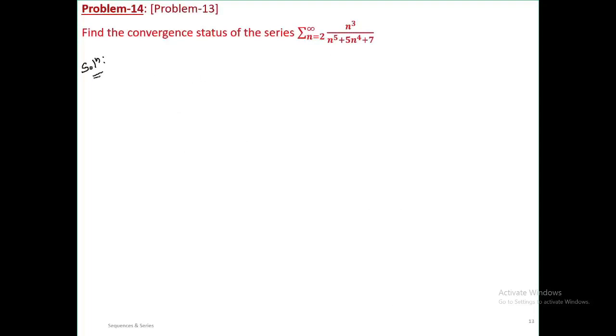Then let's attack some problems by using limit comparison test. Solution. Look at the same problem I did already, that is problem number 13, but I did it by comparison test. The same problem I can do by limit comparison test also. So in this, I need to find a ratio, right? So here clearly an, the nth term, is n cube upon n to the power of 5 plus 5 n to the power of 4 plus 7. So this is an.